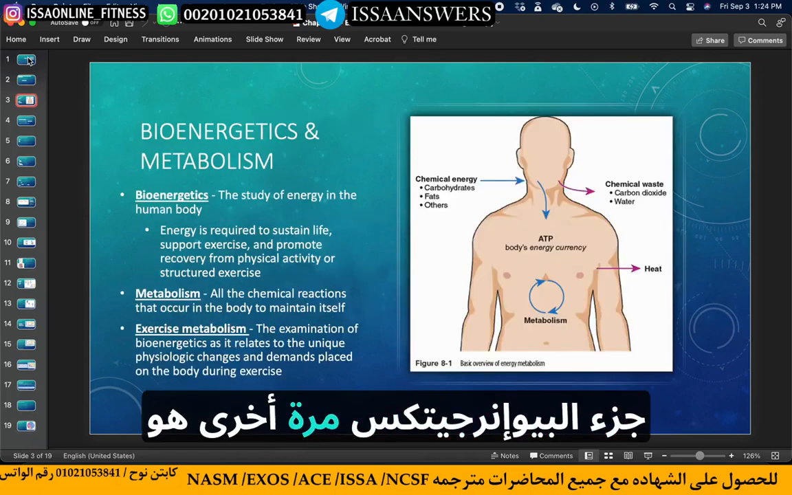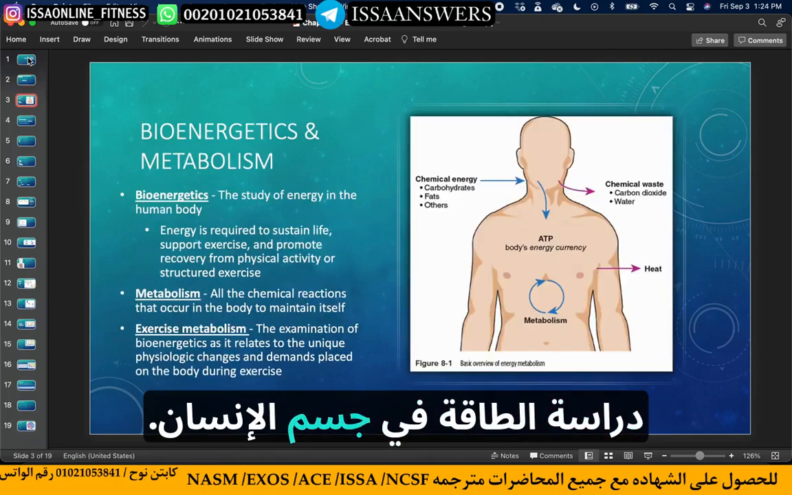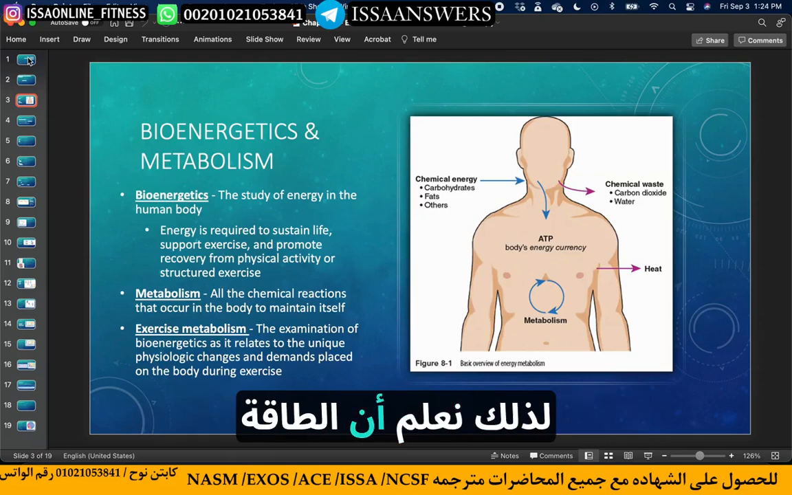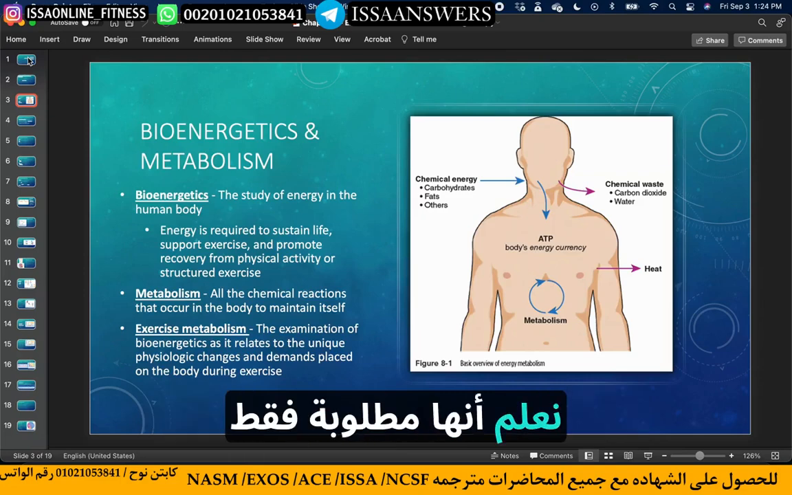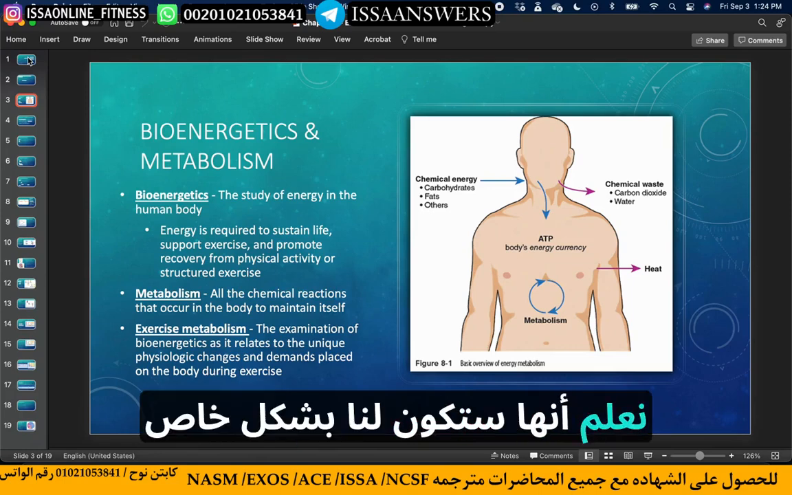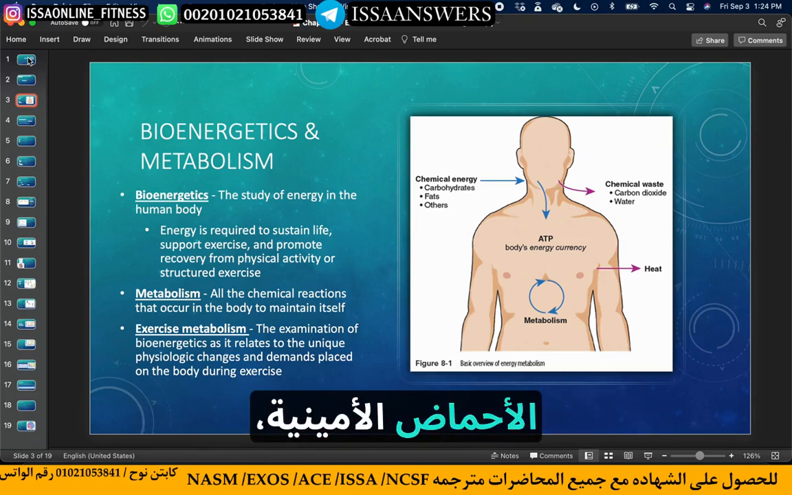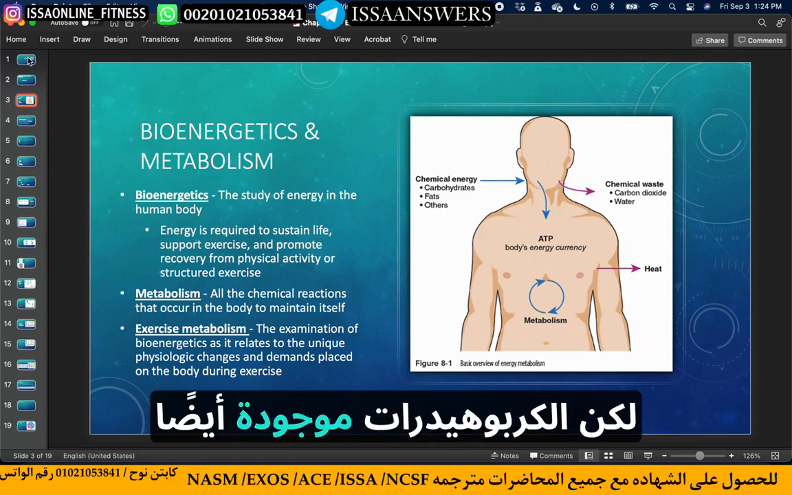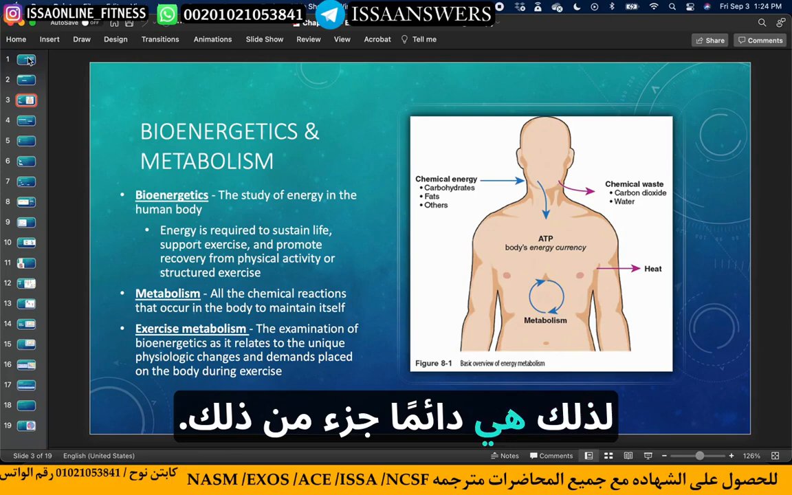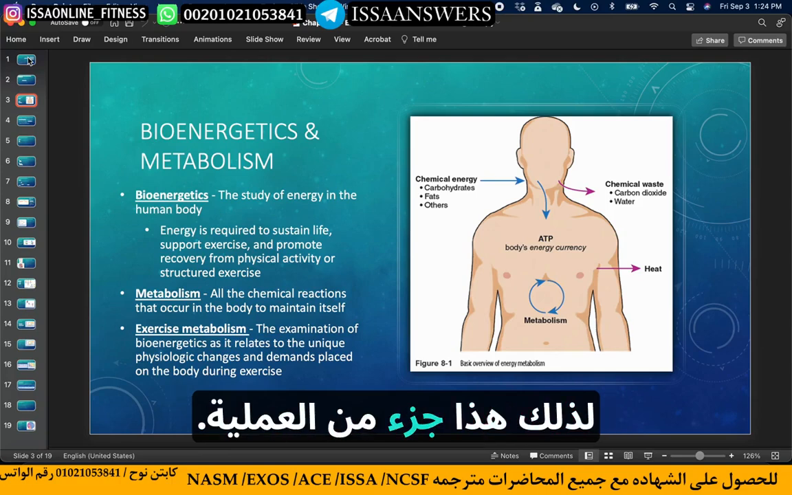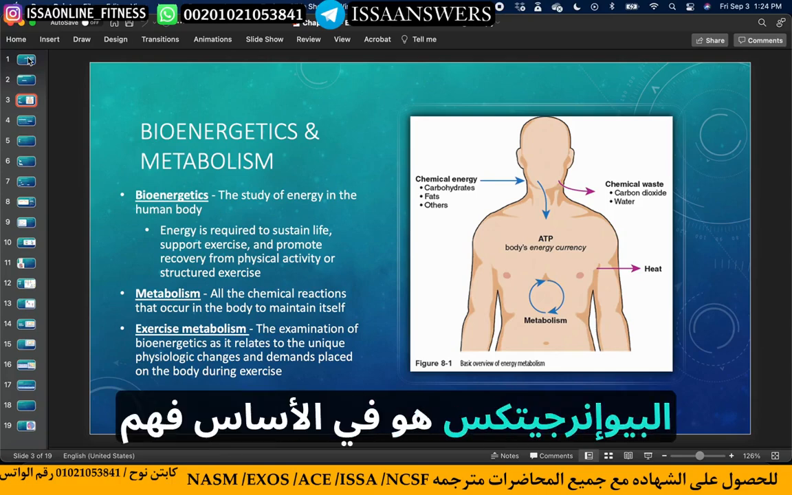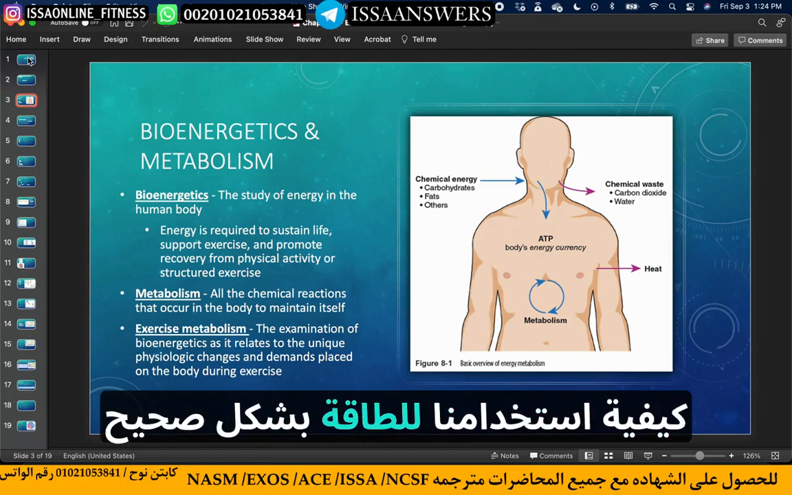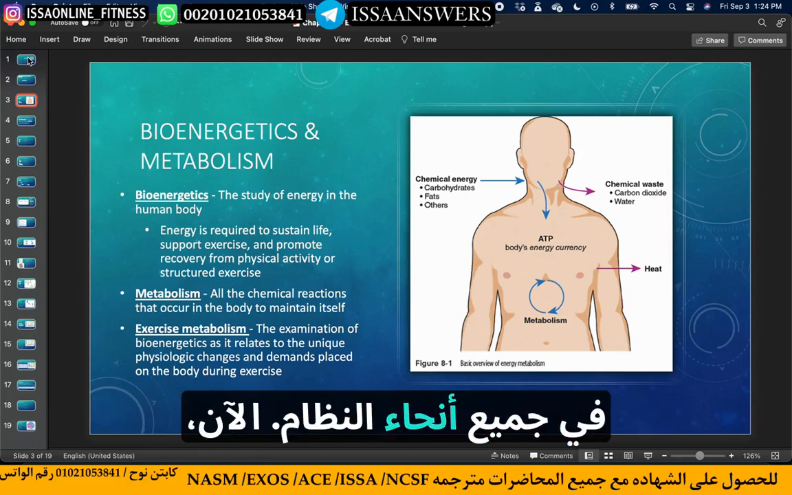So the bioenergetics piece, again, is the study of energy in the human body. We know that energy is needed for everything. We know it's needed just for daily living. We know it's going to be for us in particular for exercise and for other things like amino acids, for example, with recovery, but carbohydrates are there too and fats are there as well. So it's always part of that process. So again, bioenergetics is basically understanding how we use energy correctly throughout the system.